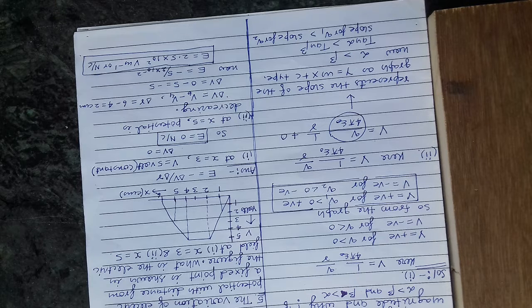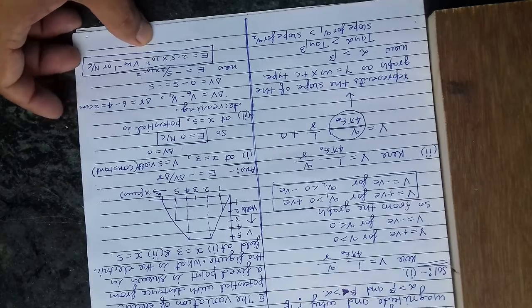Okay, as y is equal to mx plus c type. Now alpha is greater than beta, taking tangent on both sides, tan alpha is greater than tan beta. Tan alpha is the slope for q1 charge and tan beta is the slope for q2 charge. So the slope for q1 is greater than the slope of q2.